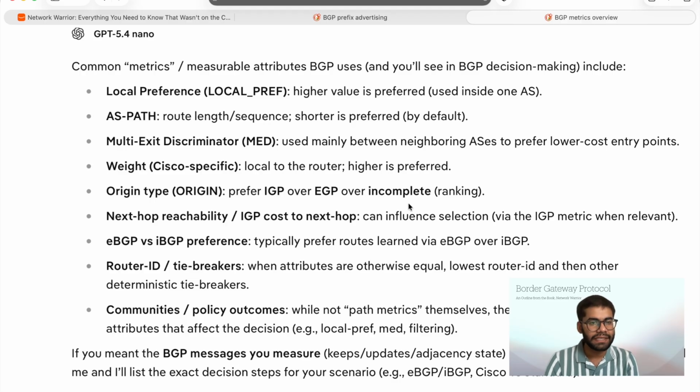And the BGP metrics are here, the most common 9 metrics are mentioned here. The first is local preference. A higher value is preferred and it is used inside one autonomous system. So despite being an external protocol, BGP also handles the internal routing somehow. Actually, BGP itself is divided into iBGP and eBGP. iBGP stands for Internal Border Gateway Protocol, while eBGP stands for External Border Gateway Protocol.